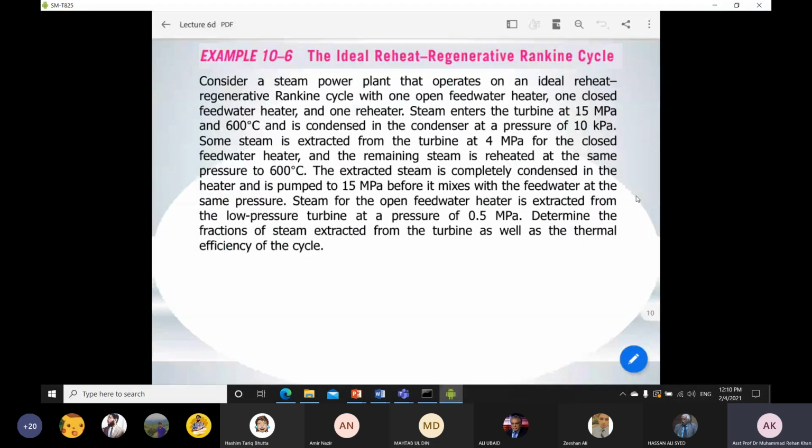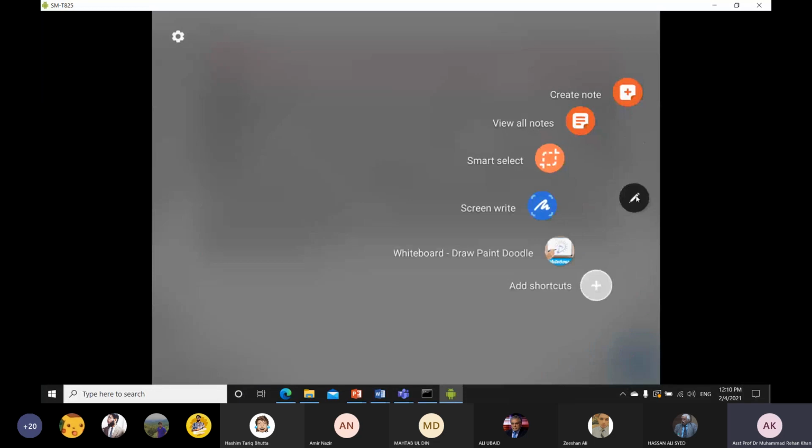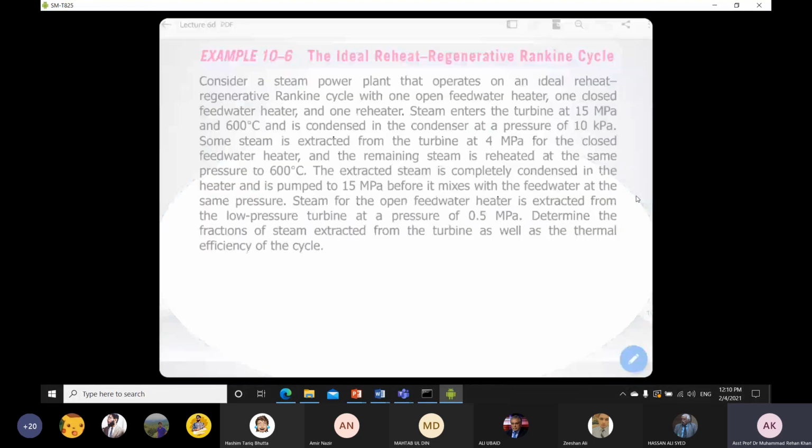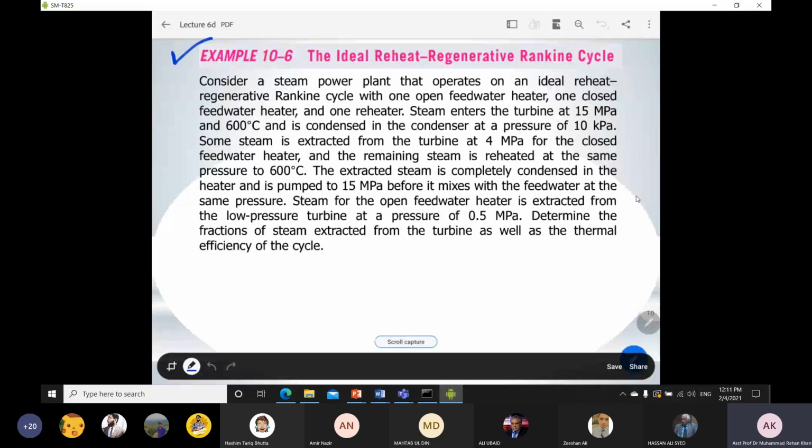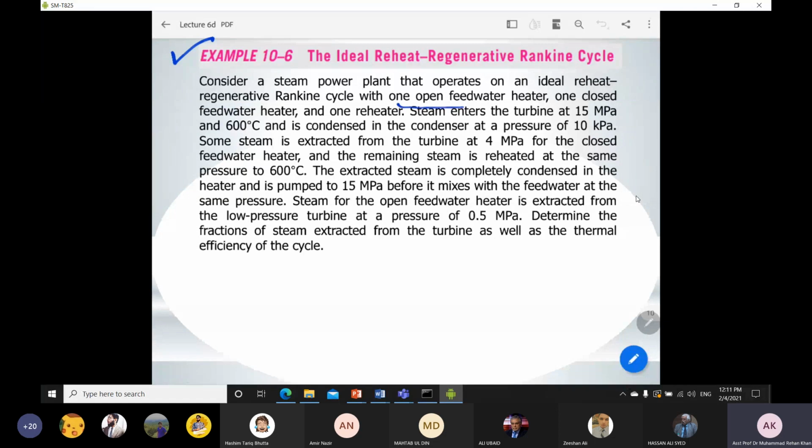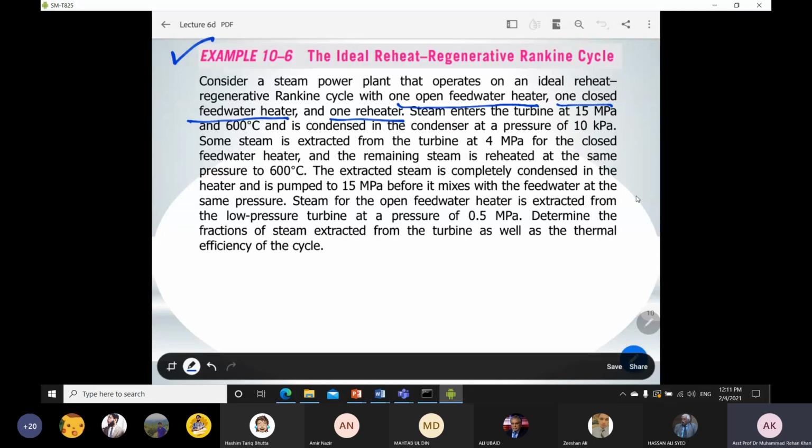Okay, so this is now another example, which is example 10-6. Okay, so this is a very good example in order to understand the cumulative effect of open feed water, closed feed water, and reheater also. Okay, so consider a steam power plant that operates on an ideal regenerative Rankine cycle with one open feed water heater, one closed feed water heater, and one reheating process also.